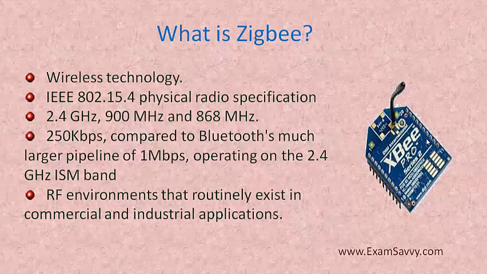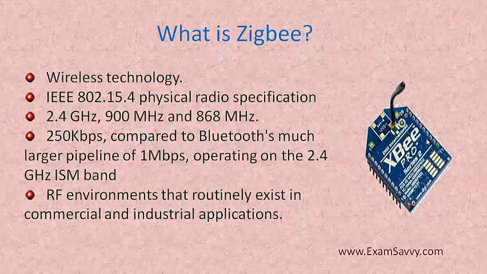ZigBee is a specification for wireless personal area network. So it is called a wireless technology. It was developed by IEEE 802.15.4 standards. And the operating range of ZigBee is 868 MHz, 902 to 928 MHz, and 2.4 GHz. This is the operating radio specification for ZigBee.